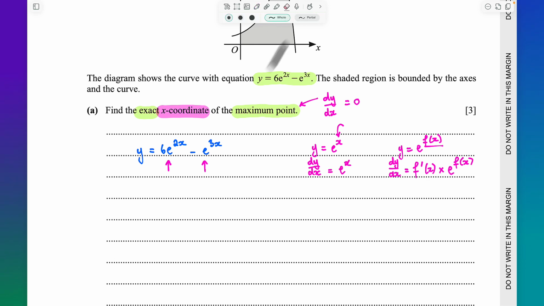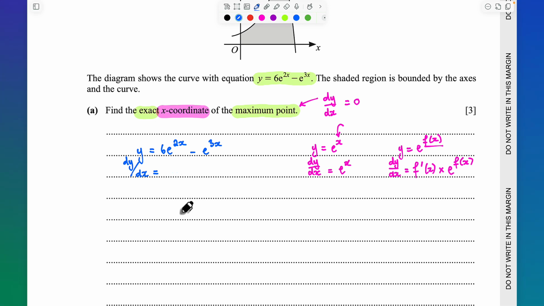So let's just jump straight into that. Okay, so like I said, the goal here is to find dy dx and then equate it to 0. So our dy dx is equal to 6 multiplied by, because our 6 is just the constant.